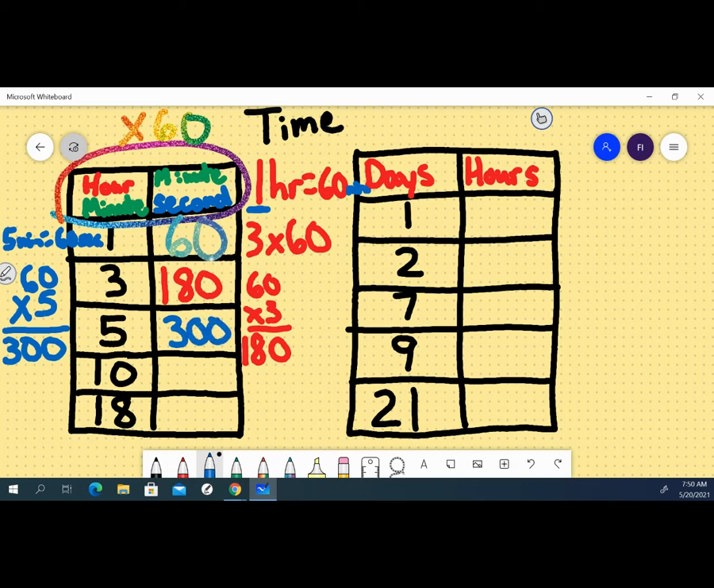Or same thing with hours. 5 hours is 300 minutes. 10 is usually a really easy one. Again, we just keep the number and then put the 0 on the end.